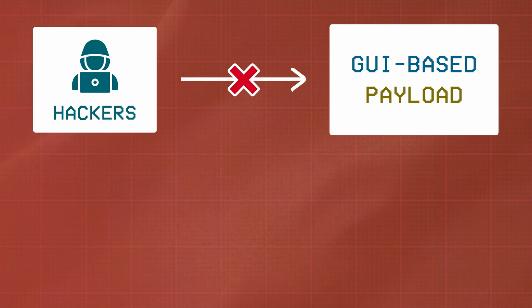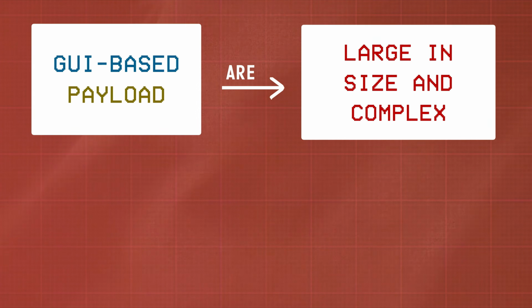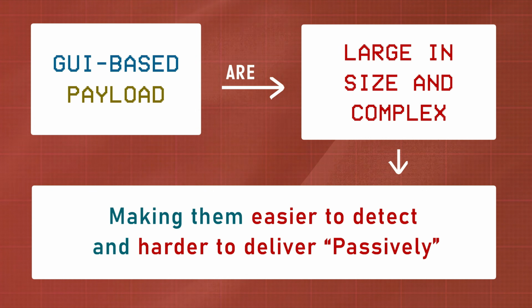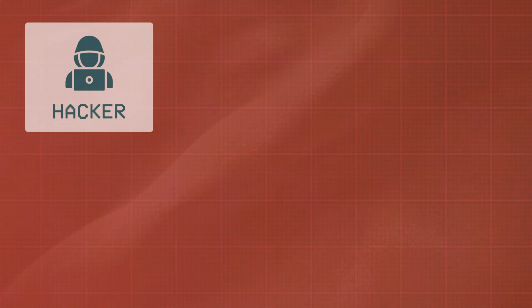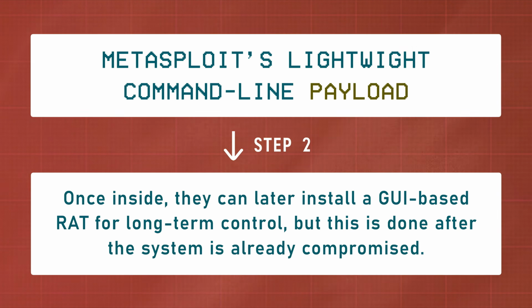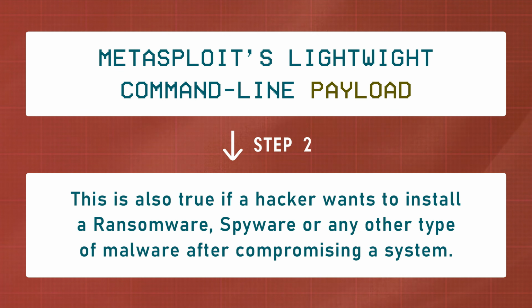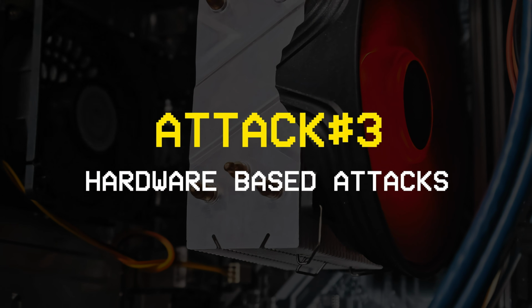Now if you're wondering why hackers can't also deliver a GUI-based payload to a system running a vulnerable service or protocol, it's because these payloads are often larger and more complex, making them easier to detect and harder to deliver passively. However, if a hacker first compromises a system using a lightweight payload, they can later install a GUI-based RAT for long-term control, and this is also true for when they want to install other types of malware like ransomware or spyware. Attack Vector 3, hardware-based attacks.